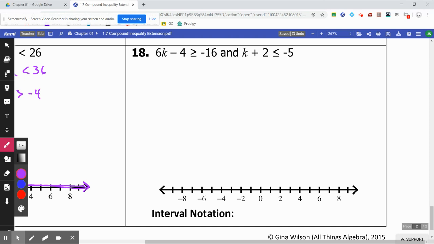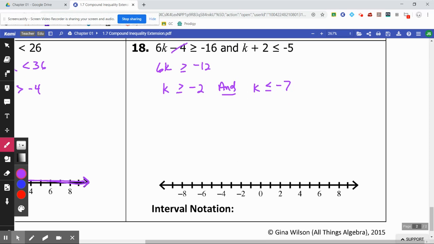And then 18. We're going to add 4 to get rid of this. That'd be greater than or equal to negative 12. Divide by 6 gives you k is greater than or equal to negative 2. And subtracting 2 gives you k also has to be less than or equal to negative 7.